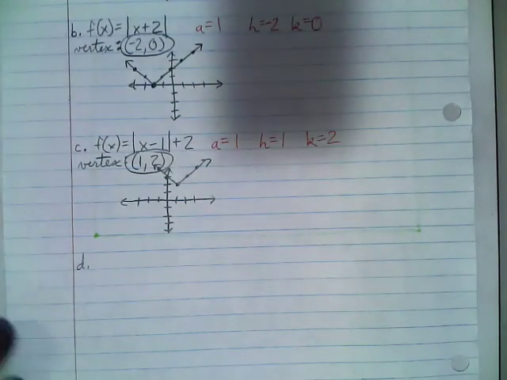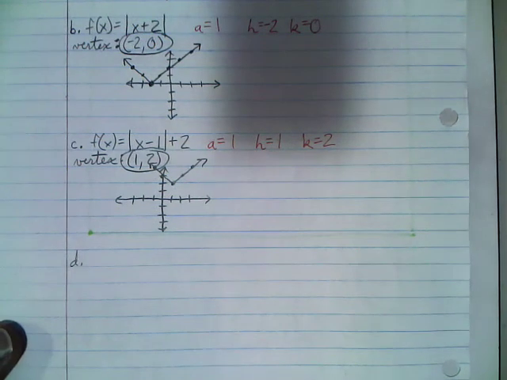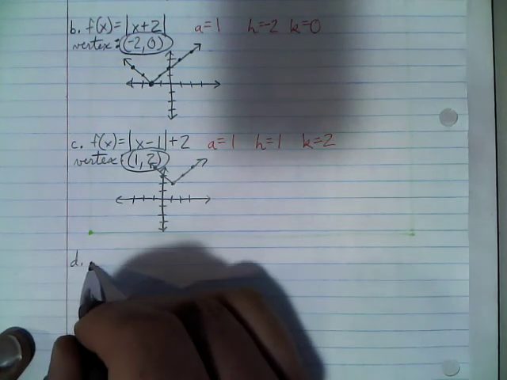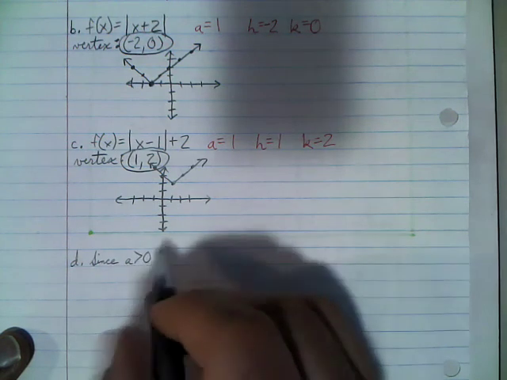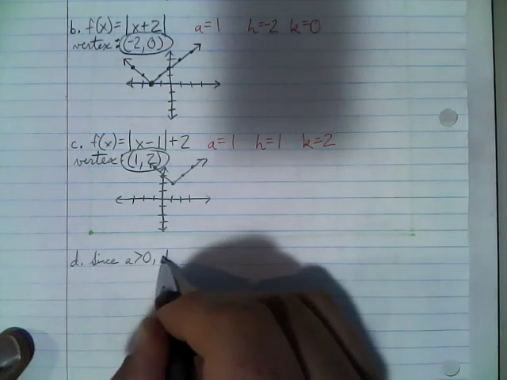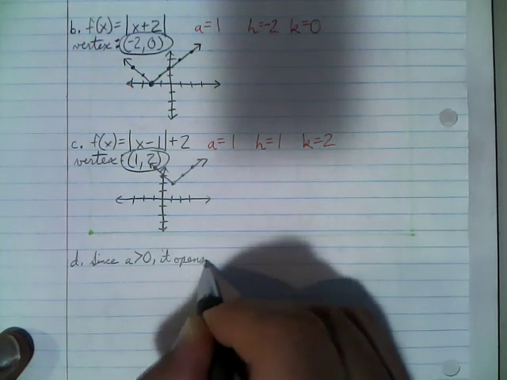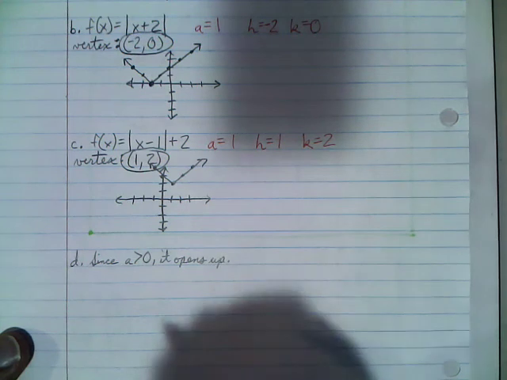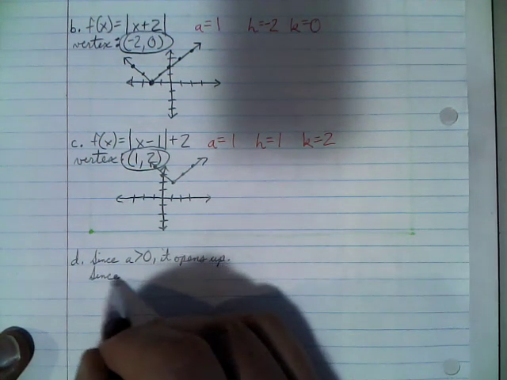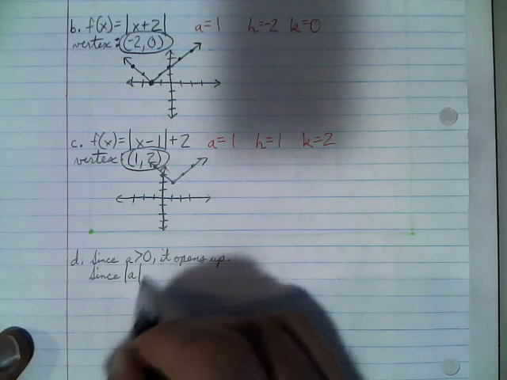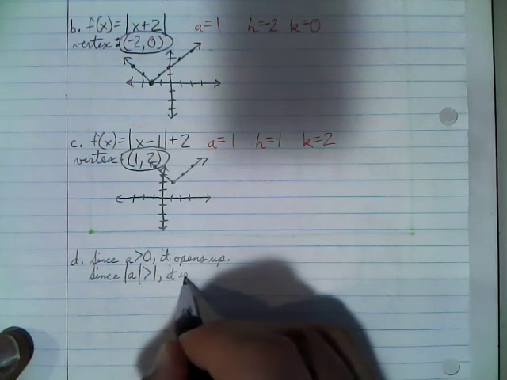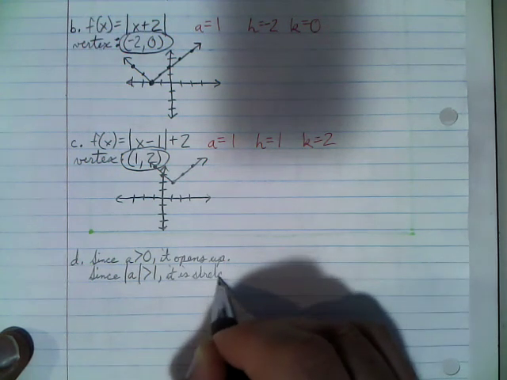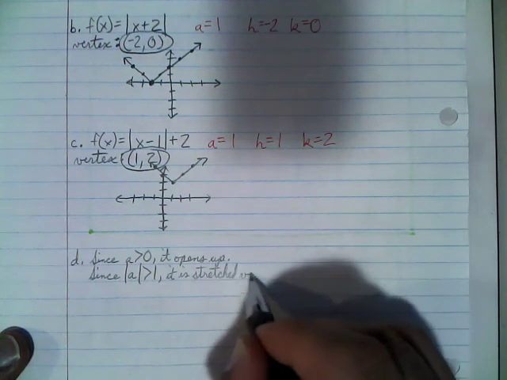So this time it doesn't ask us to actually graph it, just to describe it. So looking at it, we know that since a is greater than 0, it opens up, and since the absolute value of a is greater than 1, it is stretched vertically.